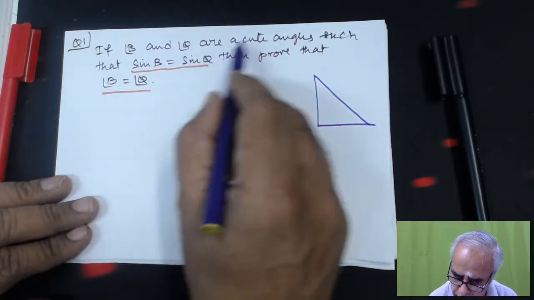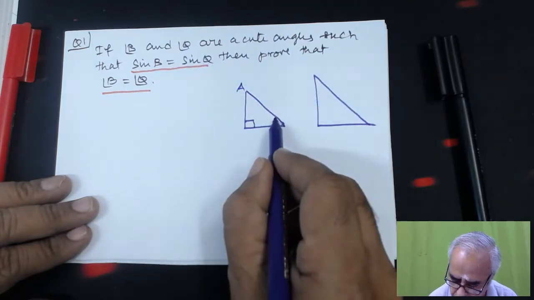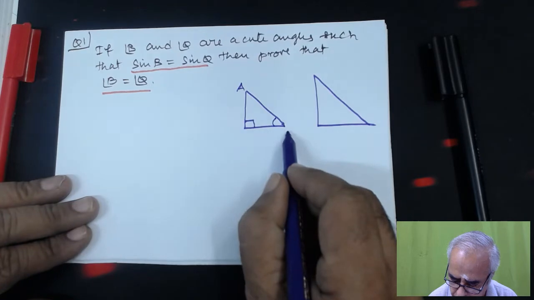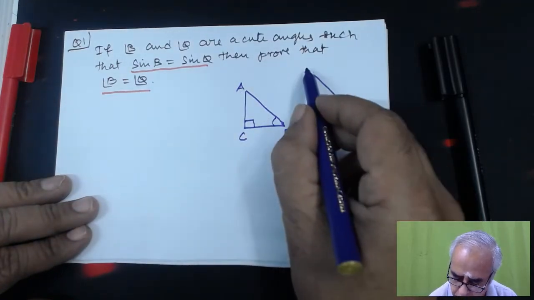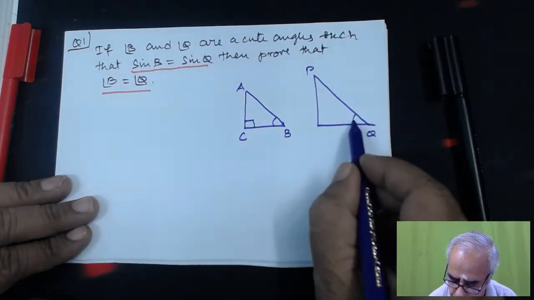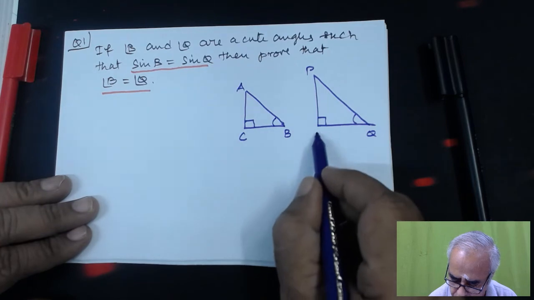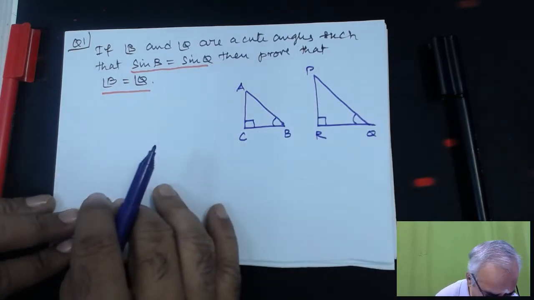Angle B and Q are acute angles. So in triangle ABC, B is an acute angle, so this should be C. And similarly in PQR, Q is the acute angle, so definitely R should be here. So this is the way we had to draw the diagram.